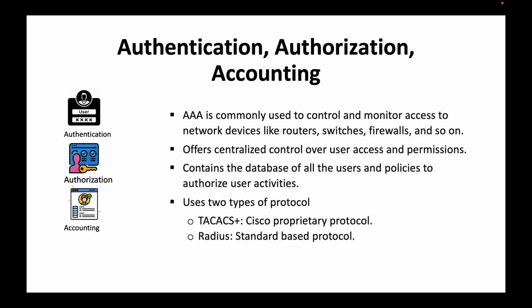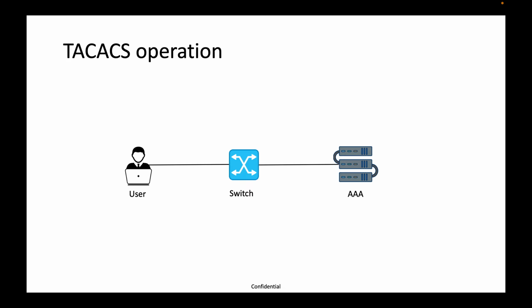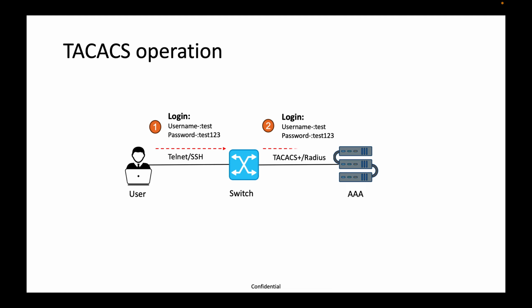So let's go ahead and see how AAA works. First, the user tries to access the switch by establishing a connection to the switch using Telnet or SSH. A box appears prompting the user to input their credentials. And then the switch passes it to a AAA server. The switch and AAA server communicate using either the TACACS or RADIUS protocol. This is where the protocol is being used.